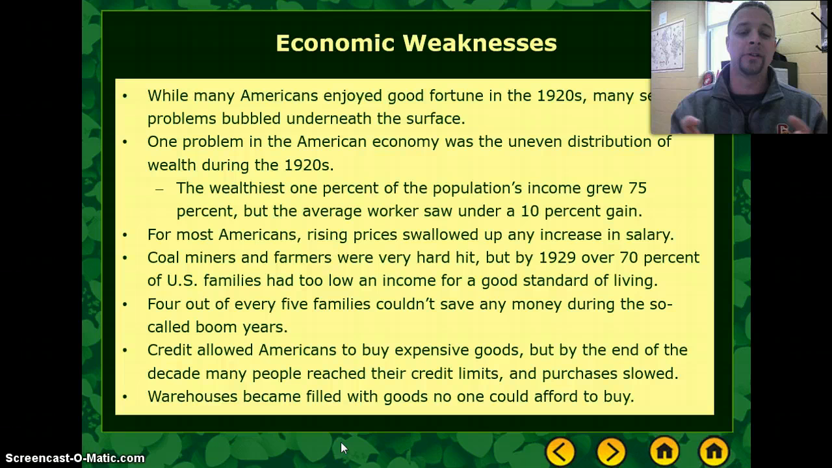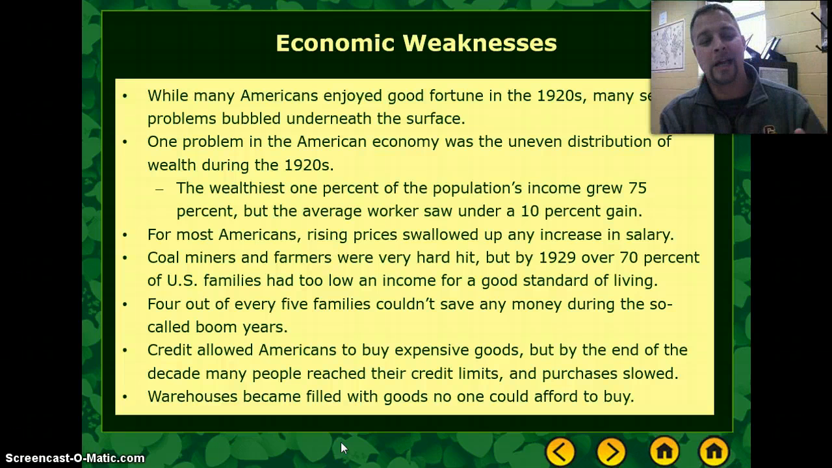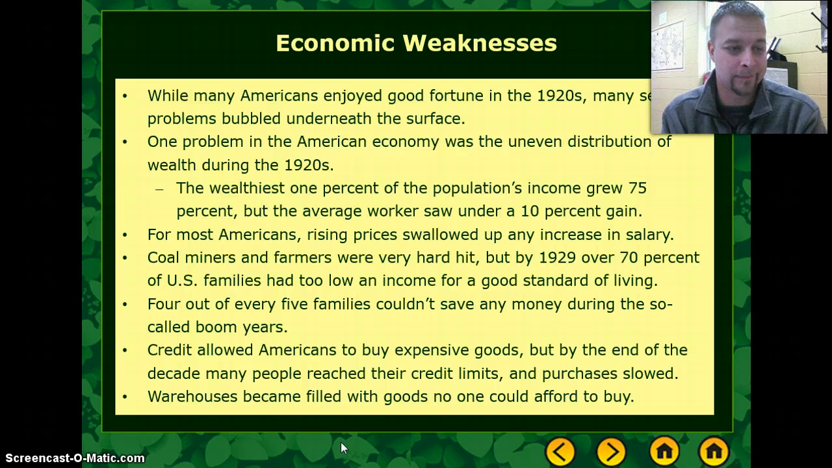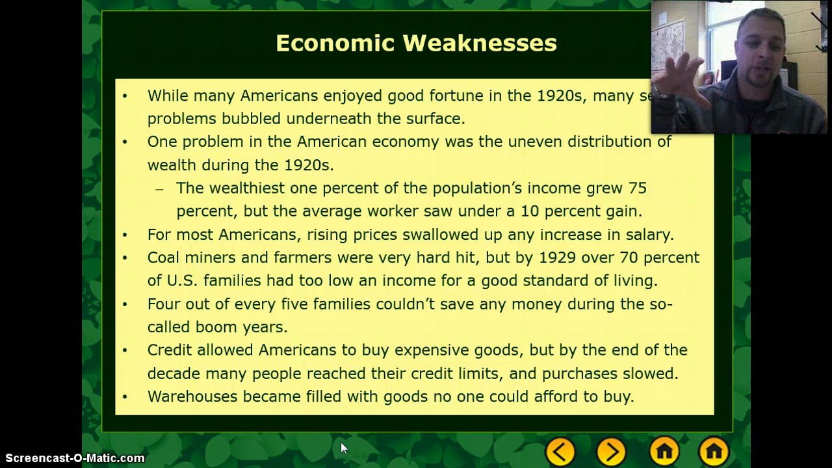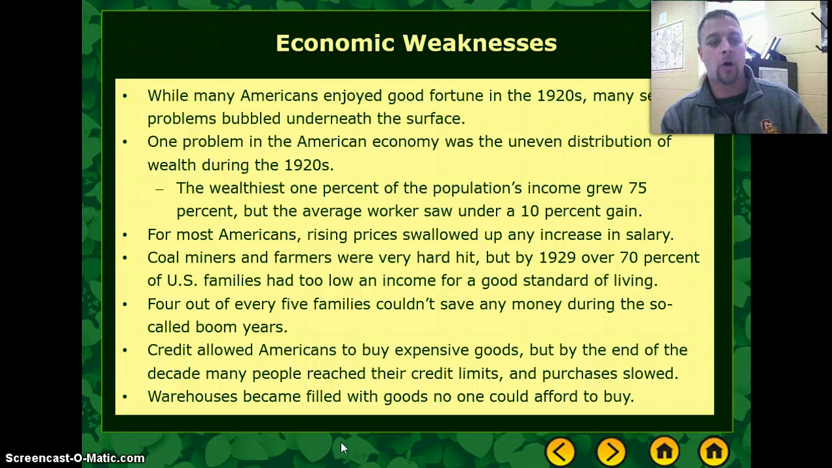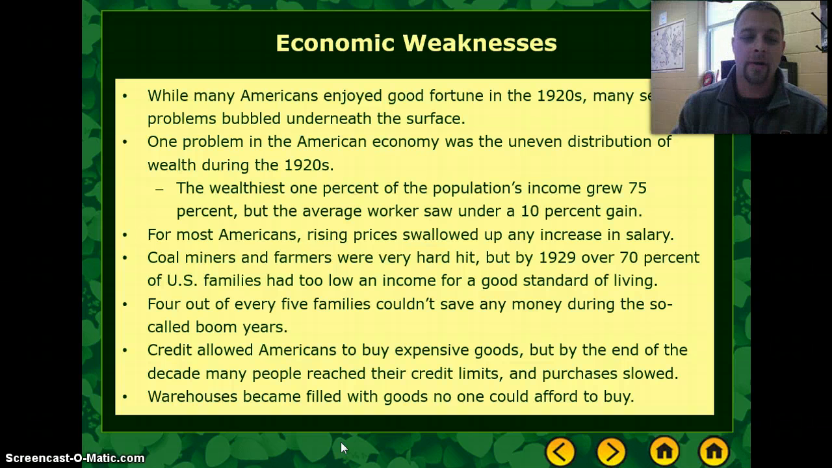the uneven distribution of wealth in the United States. And in fact, during this time, the wealthiest 1% of the population's income grew 75%. But the average worker only saw a 10% gain. For most Americans, rising prices, inflation actually, swallowed up the 10% gain that they earned in salary and wages. Coal miners and farmers were especially hard hit.